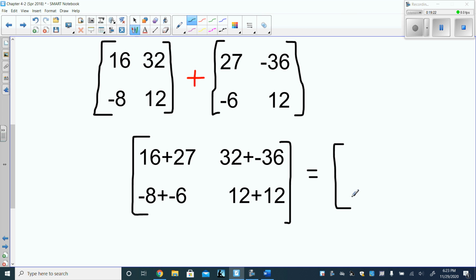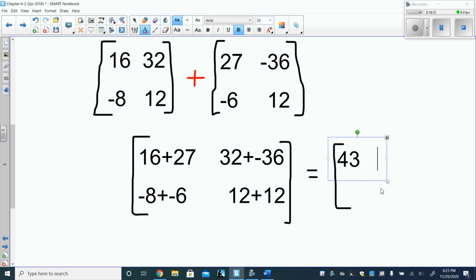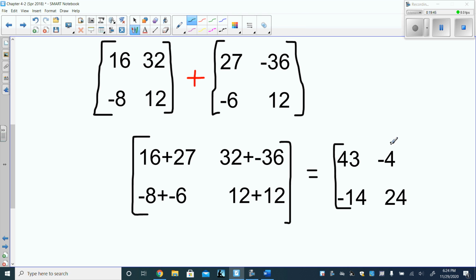And if we add these together and finish simplifying, 16 plus 27 would be 43. 32 plus negative 36 would be negative 4. Negative 8 plus negative 6 would be negative 14. And 12 plus 12 would be 24. And that's all we have to do for this here.